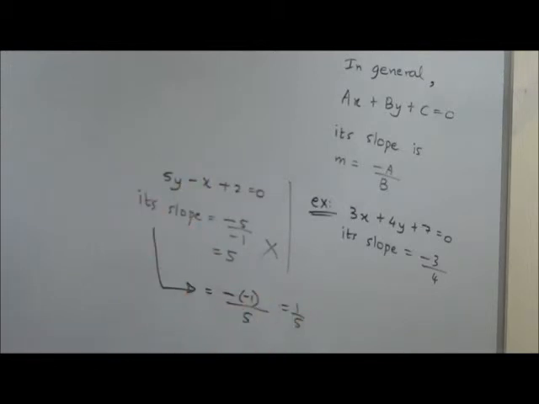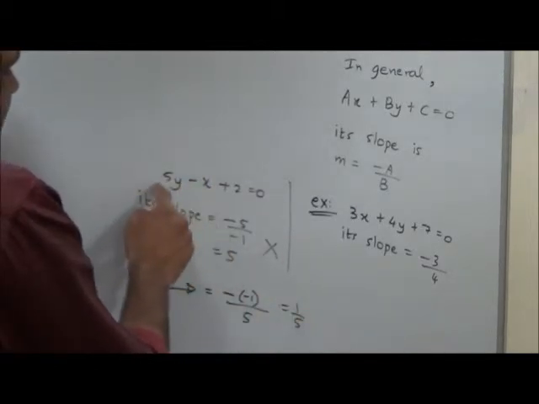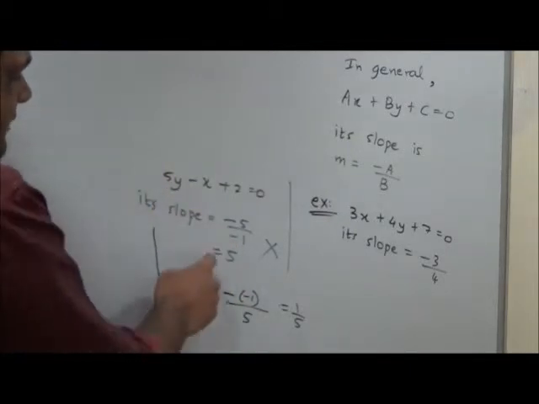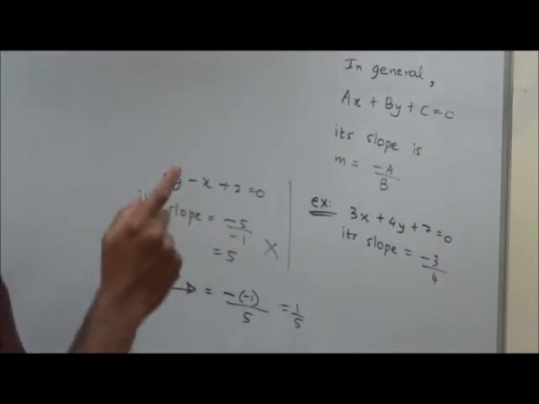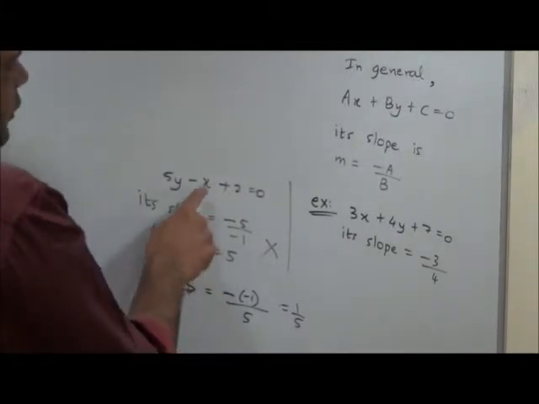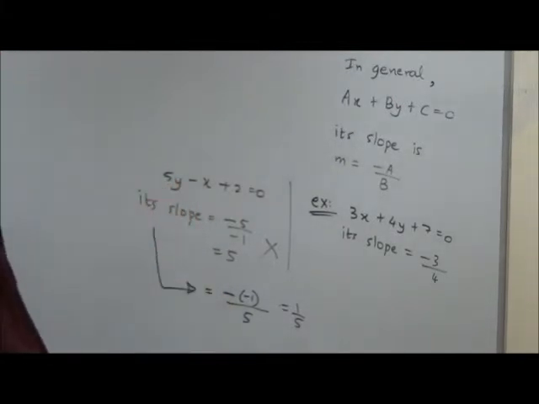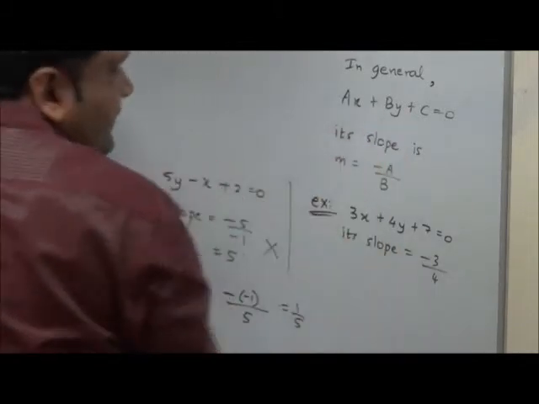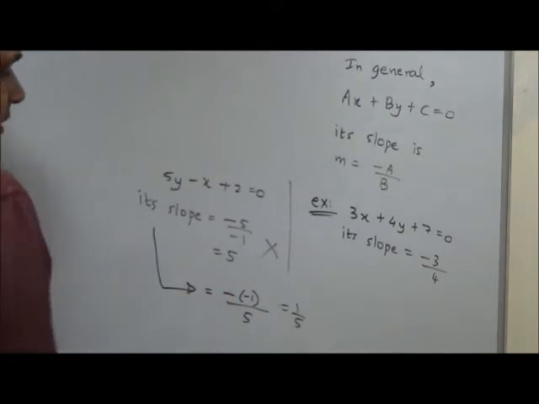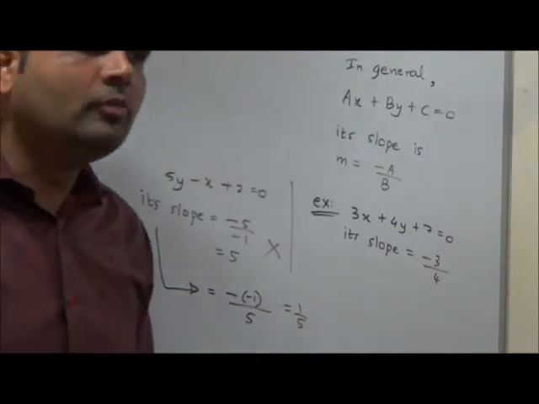In a hurry, people find slope as minus of first term upon second term. So it will be minus of 5 upon minus 1, which is wrong. Slope is not the negative of first term upon second term. Slope is minus of coefficient of x upon coefficient of y. What is a and b? Coefficient of x and y. So minus of minus 1 upon 5, which is 1 by 5, is the slope. Are you with me?